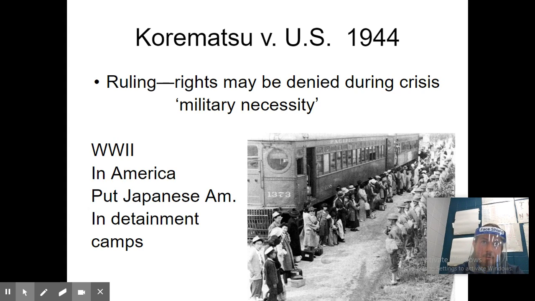But later on, I believe in 1983, they end up overturning the decision. They go back and say that it was unconstitutional. And then in 2011, there was actually an official apology issued by the Department of Justice.